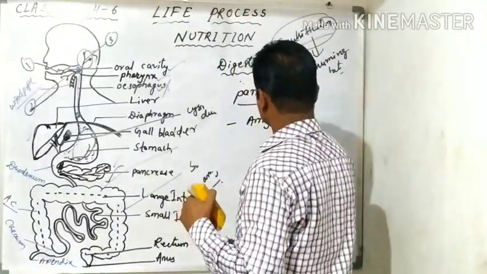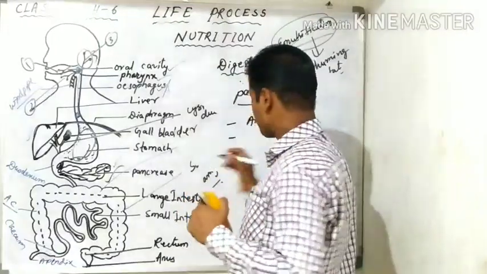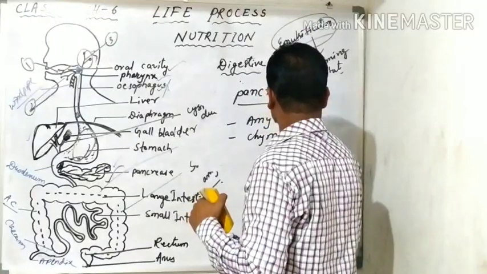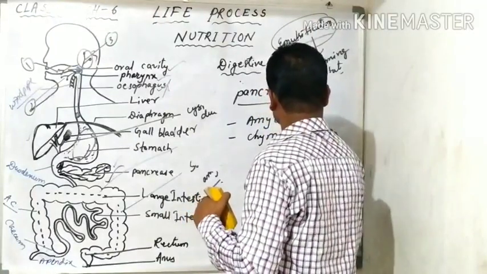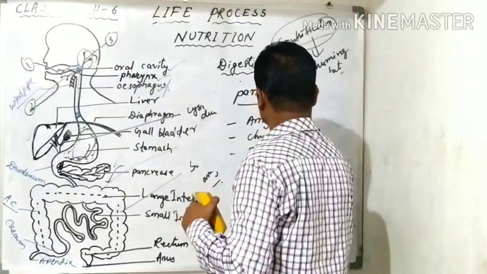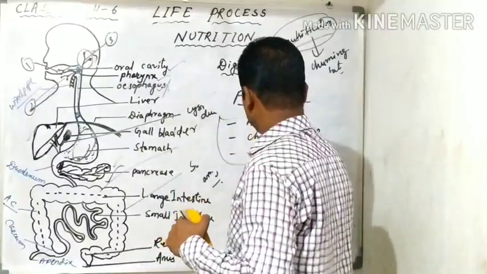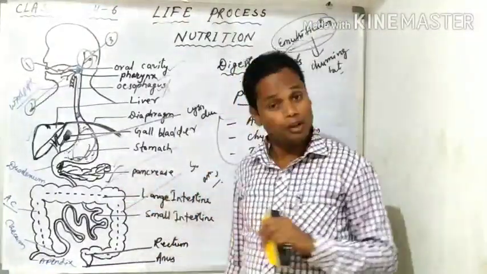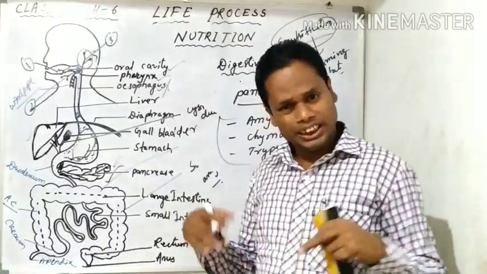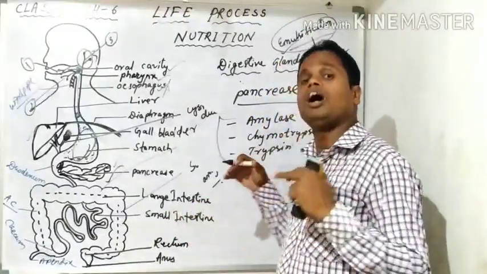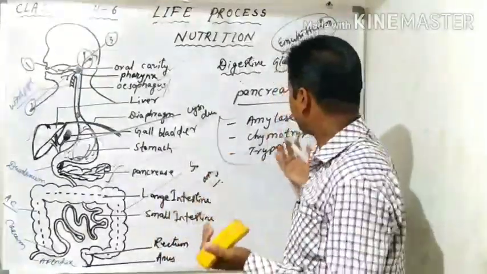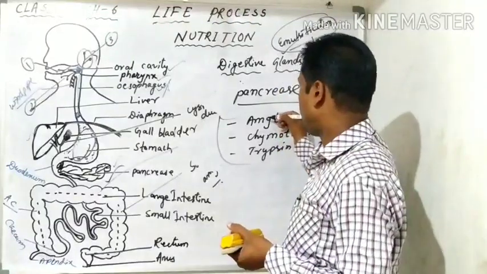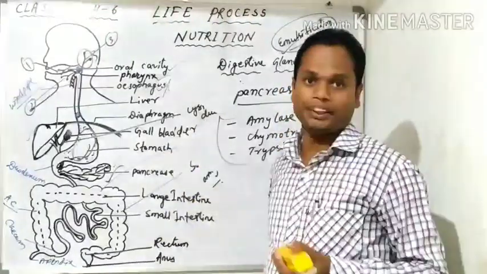pancreatic amylase, chymotrypsin, and the third one is trypsin. Like this, three main enzymes are secreted from the pancreas. They help in the digestion of carbohydrate and the digestion of protein. So mainly these three types of enzymes are secreted from the pancreas.